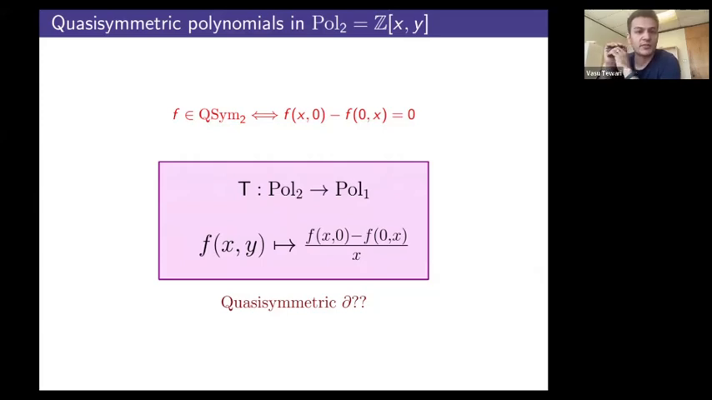So let me tell you some things that hold in the case of Schubert polynomials, and then see if I can come up with the parallel story. Okay. Any questions at this stage?